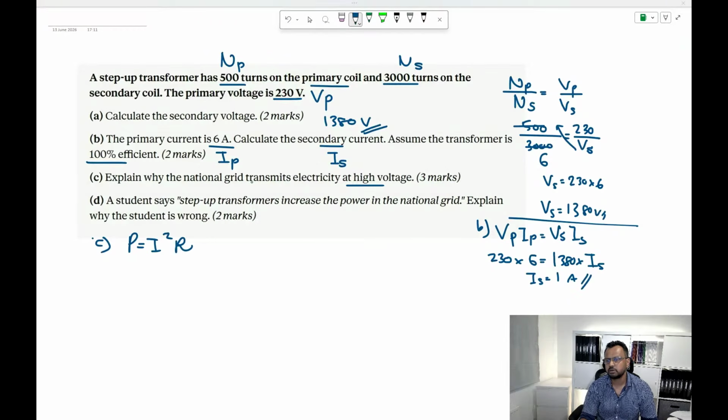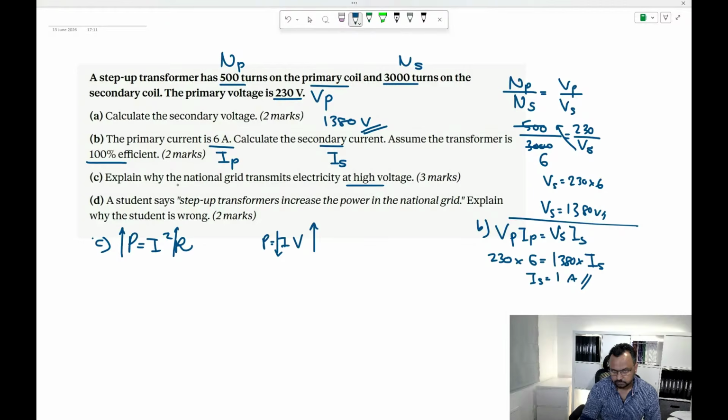Explain why the national grid transmits electricity at high voltage. According to P equals I squared R, if the current is high, the power dissipation is high, and a lot of energy is wasted. So to reduce that, we increase the voltage, which decreases the current because the power is constant. Now there is minimum energy loss during the transmission. Is that all right, everyone?